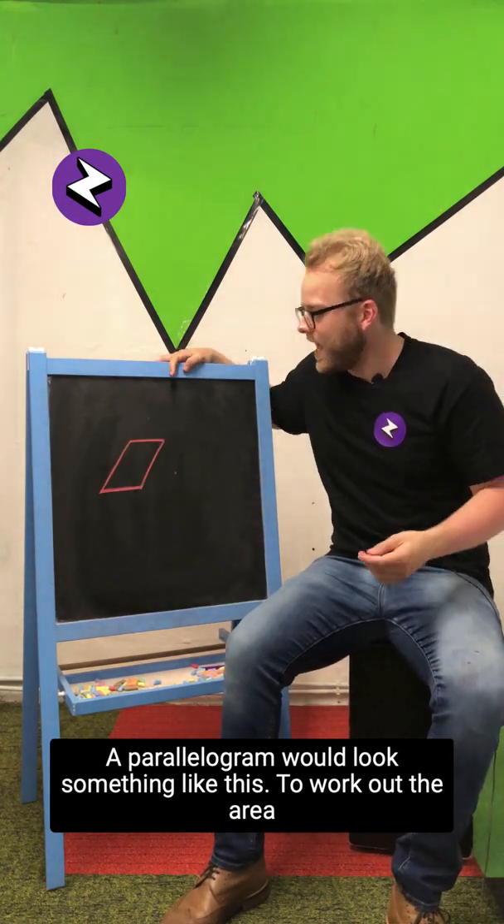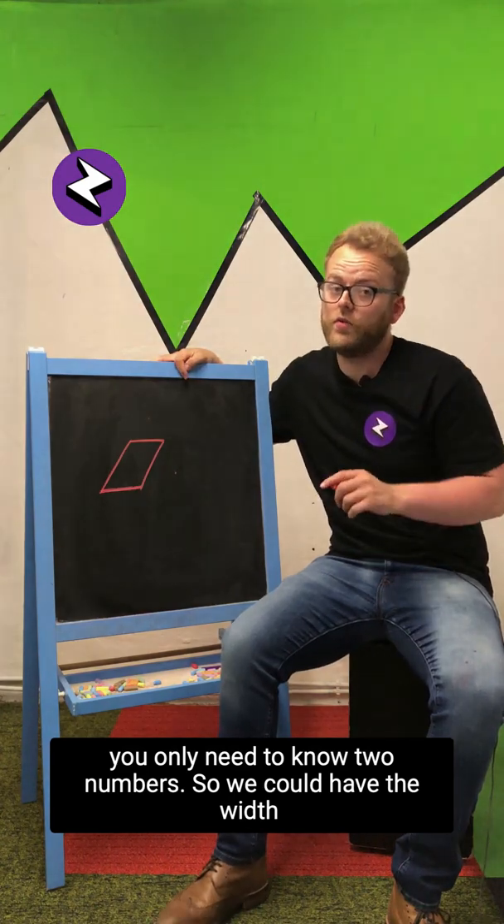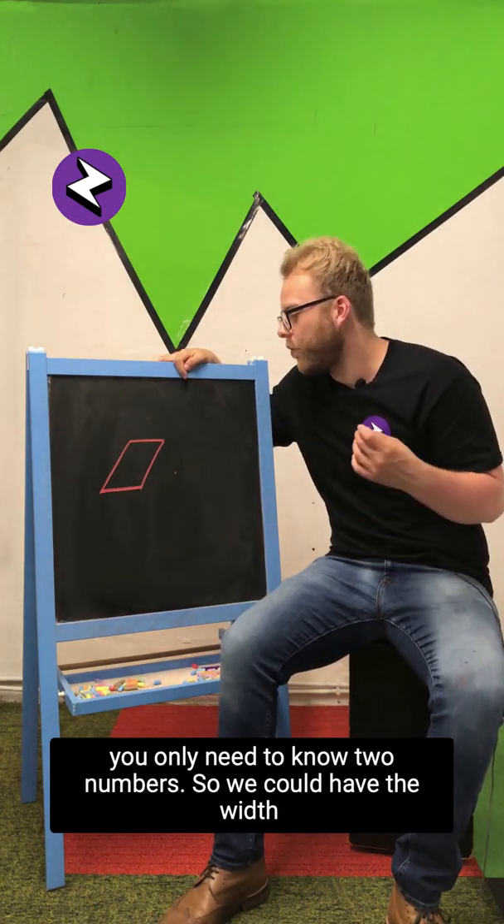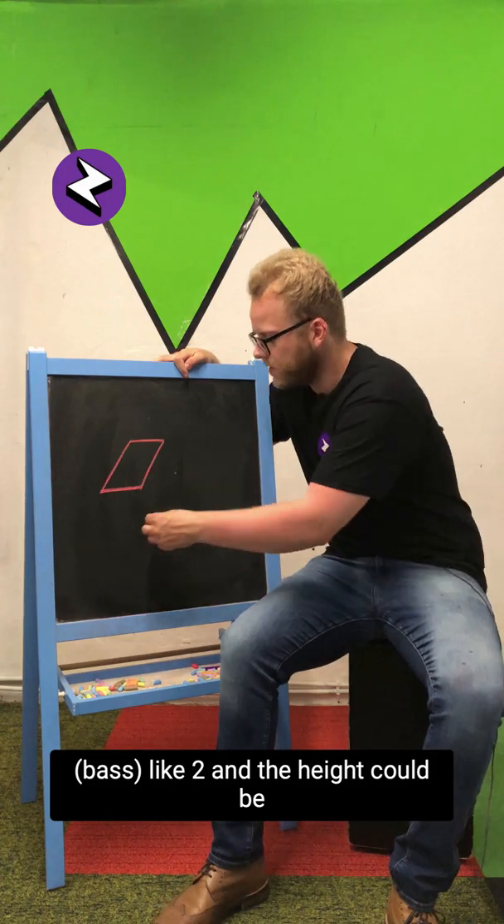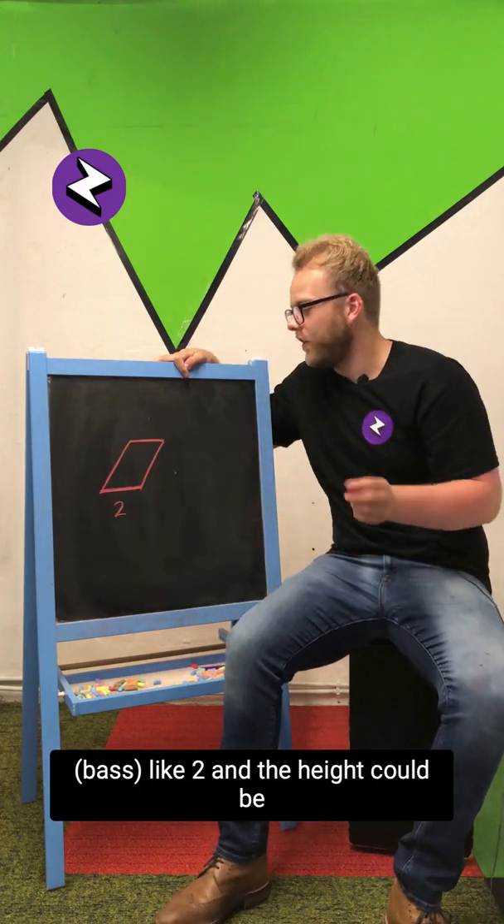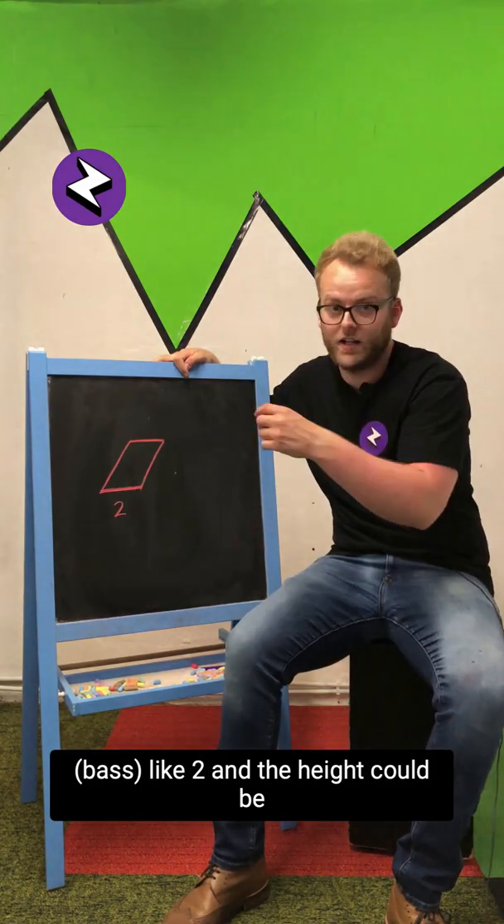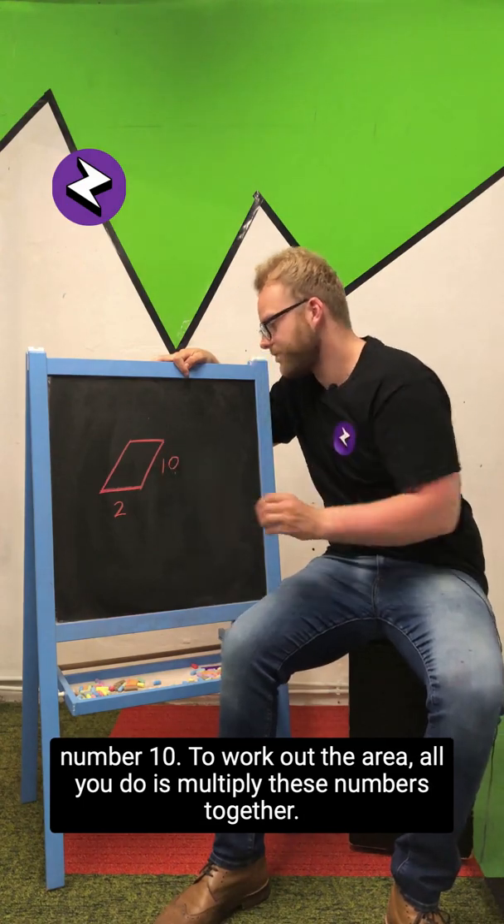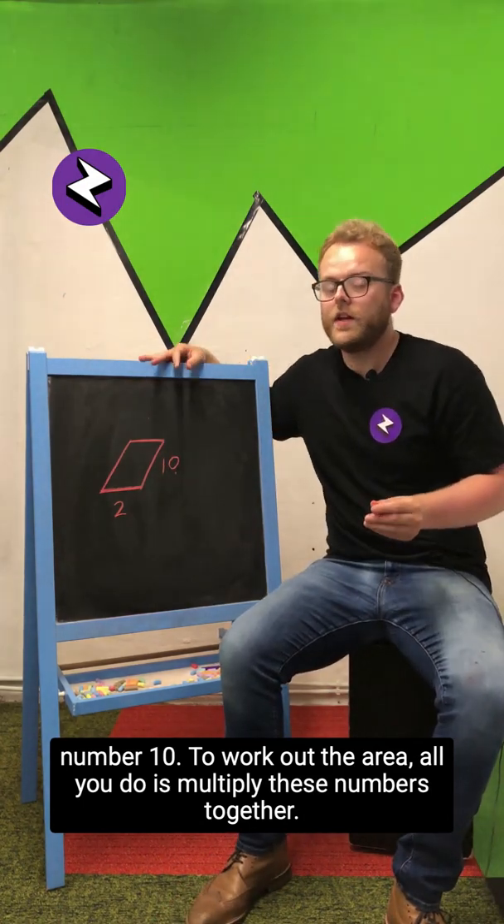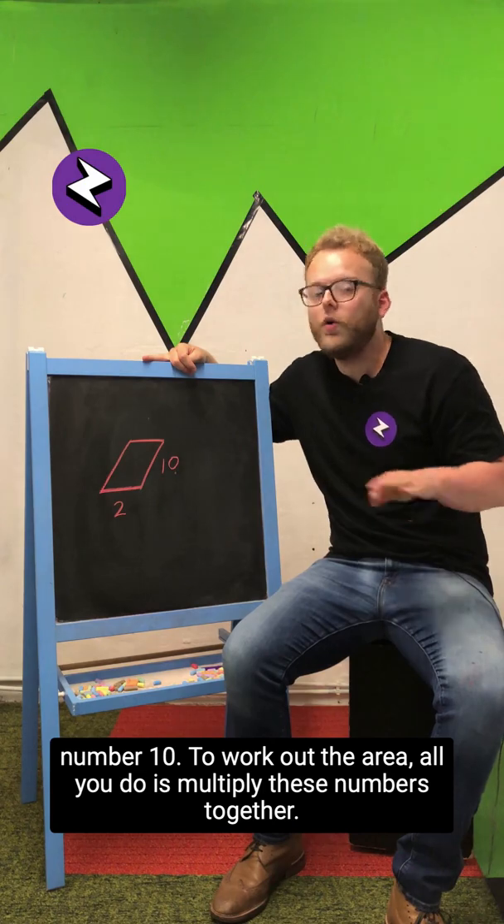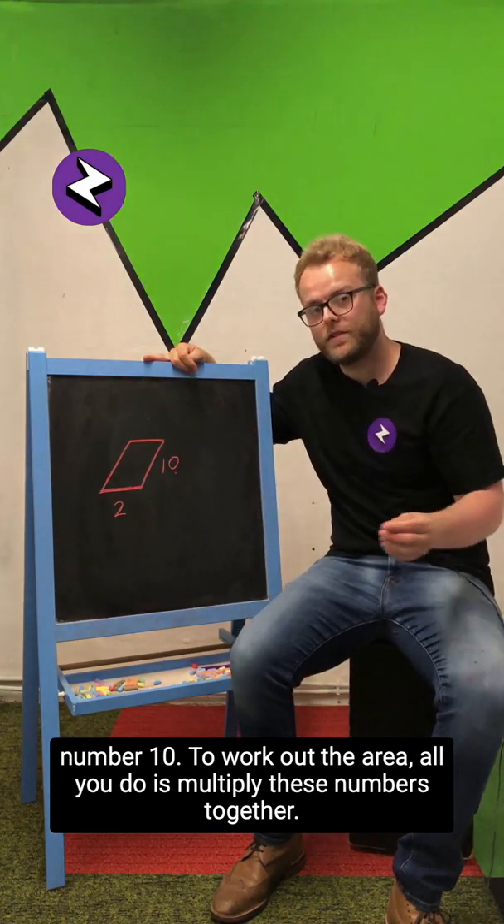And to work out the area, you only need to know two numbers. So we could have the width or the base, something like 2. And the height could be, let's just make up a bigger number, like 10, okay? And it's really simple. Because to work out the area, all you do is you times these numbers together.